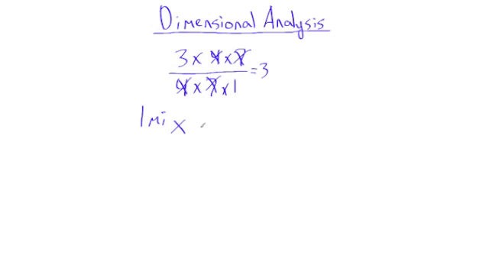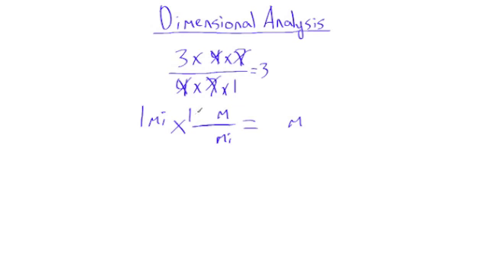I'm going to do 1 mile times some number to get my answer. And to make sure I come out in the right units, I want to say, okay, I've got miles on top. I need to end up with meters on top. In order for me to get rid of miles and add meters, I need to say miles has to be on the bottom, meters has to be on the top.